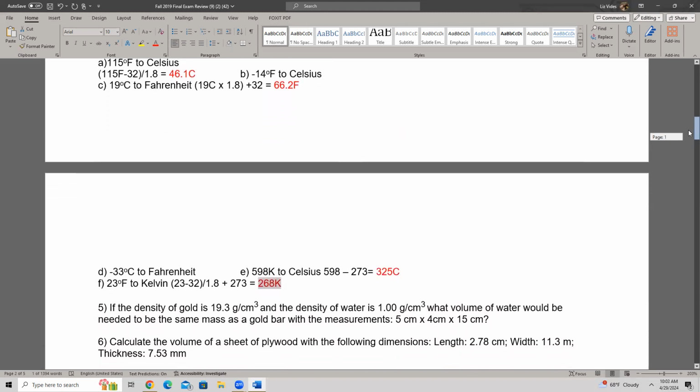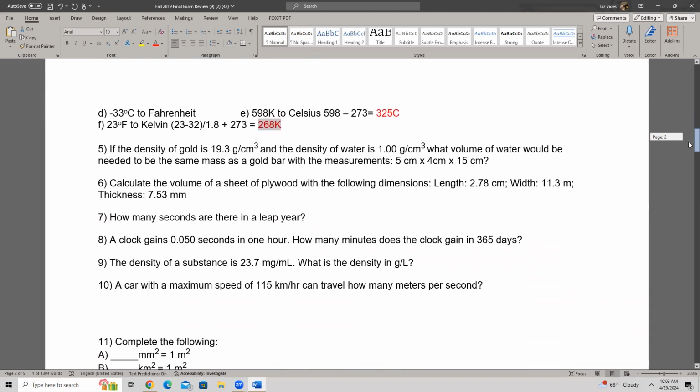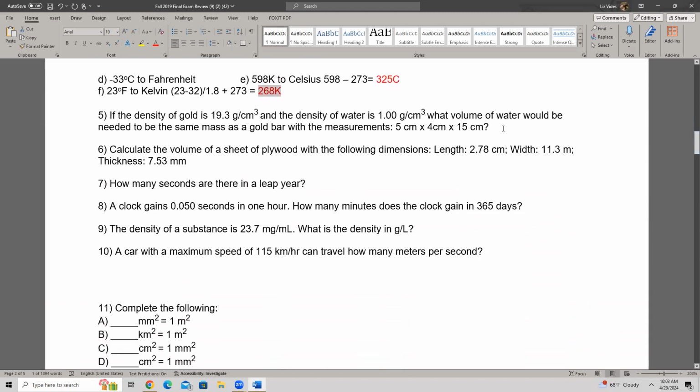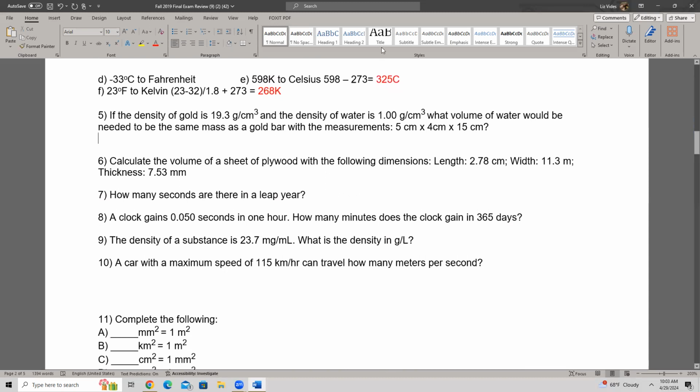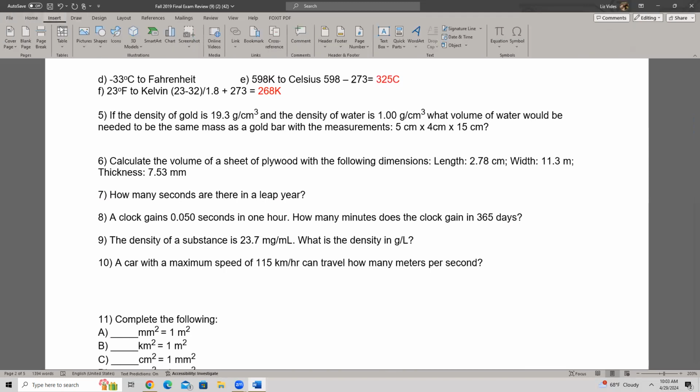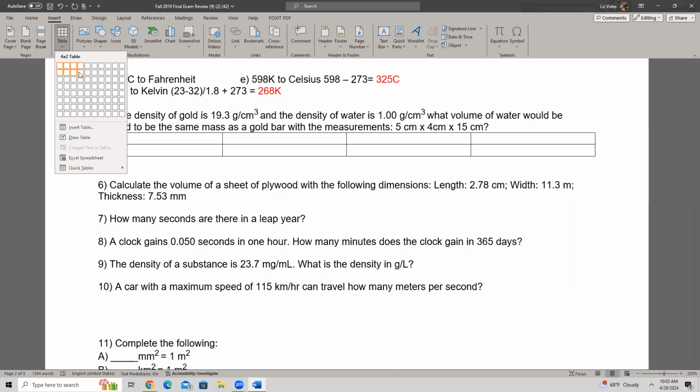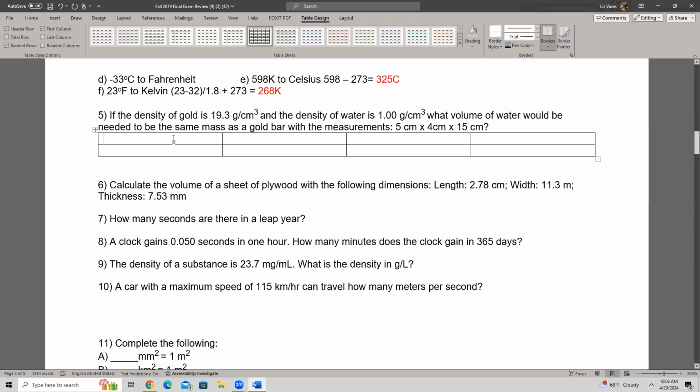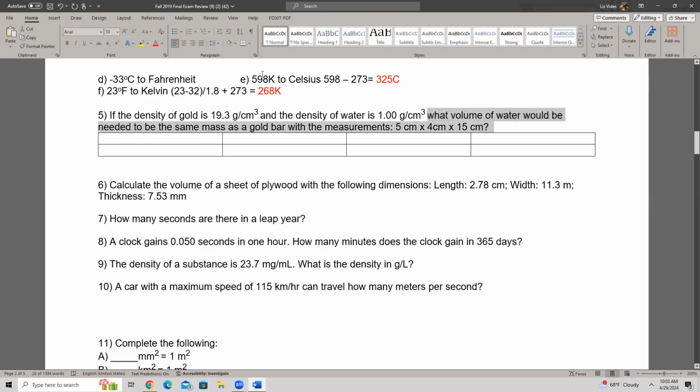Like I said, I'm only doing some of them, the rest are for you to do on your review. And if you want to turn it in, that would be better, because let me do 4 on this one. It is a bonus opportunity. Okay, so notice that it says what volume of water would be needed to have the same measurements? So this is our question.